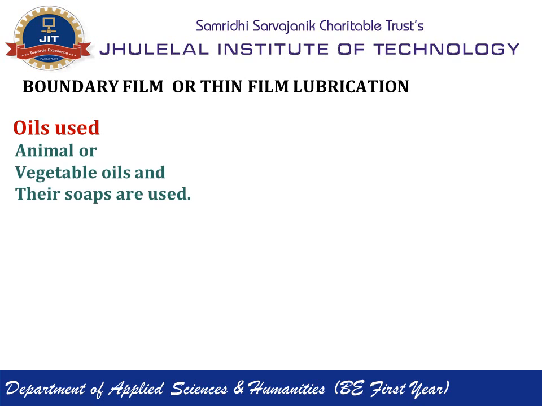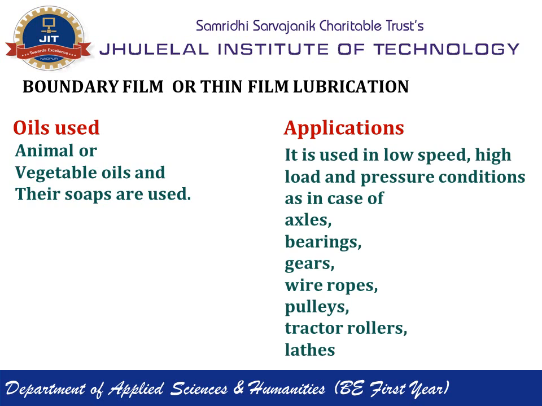The oils used in this type of lubrication are animal or vegetable oils and their soaps. This type of lubrication is used in low speed, high load and high pressure conditions, as in axles, bearings, gears, wire ropes, pulleys, tractor rollers and lathes.